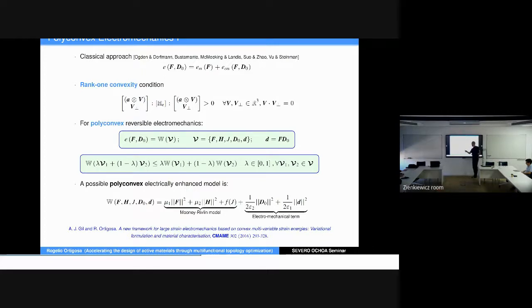But this one, if you see it as a function of F and J as well, this would not be convex with respect to F. And this is good, because if it was convex with respect to F, we would be precluding buckling. And we want the model to incorporate buckling, especially when buckling is going to be induced now by this electromechanical argument. Okay, buckling is not going to be only induced by mechanical loading. It's going to be induced by electricity, by electric field.